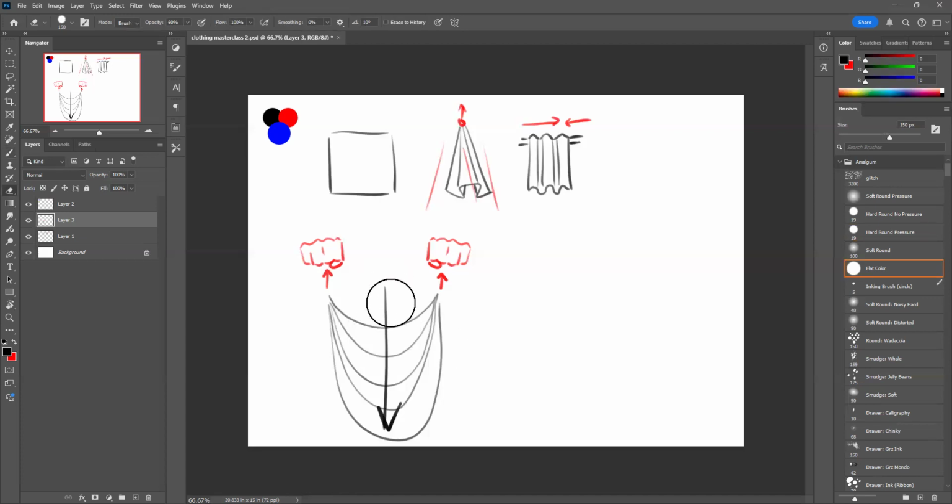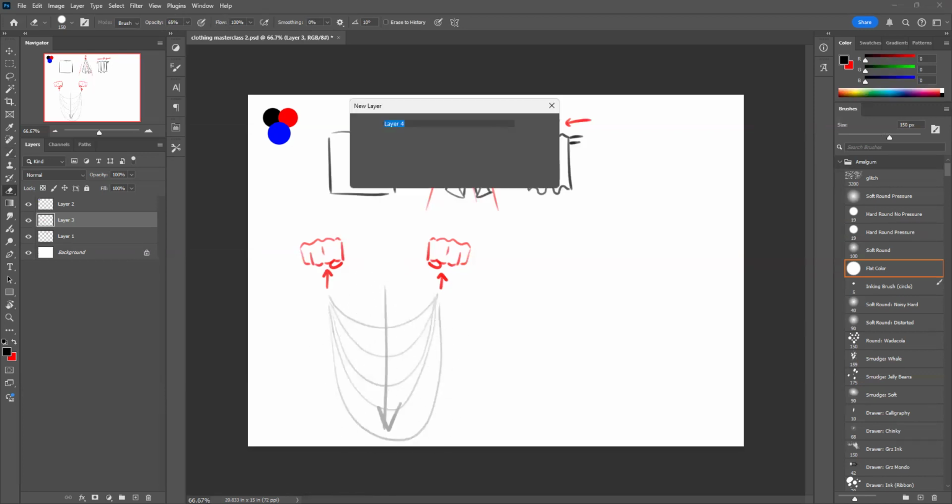So with this in mind, I'm going to give this a little bit of an erase because we're going to just draw over it. So what happens here?